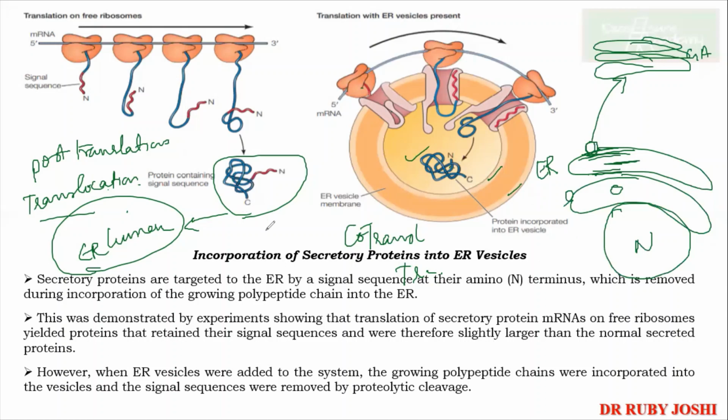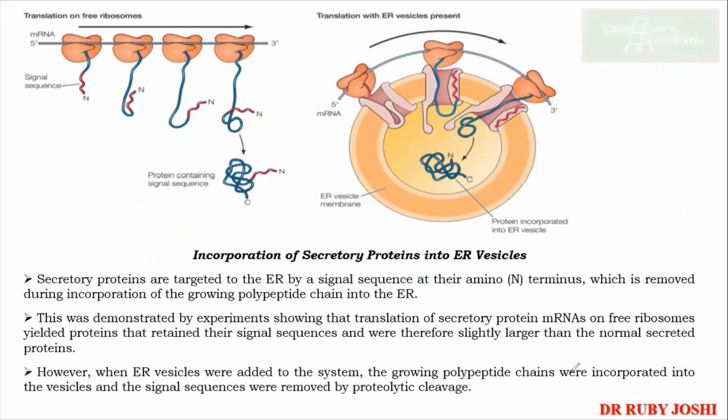And with this experiment, when these guys were studying, what they found was that if it is a free ribosomal protein and a co-translation translocation wala protein, there was a slight increase in the structure. यानी कि free ribosomal proteins were larger as compared to these proteins. See, they did this experiment and therefore they saw that they are slightly larger than the normal secreted proteins.